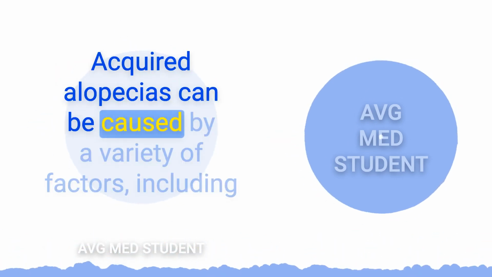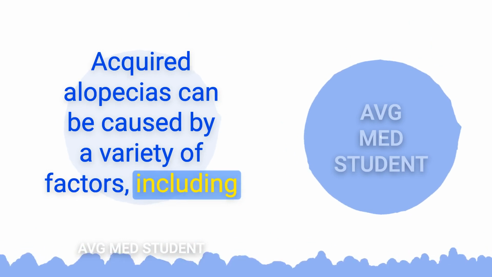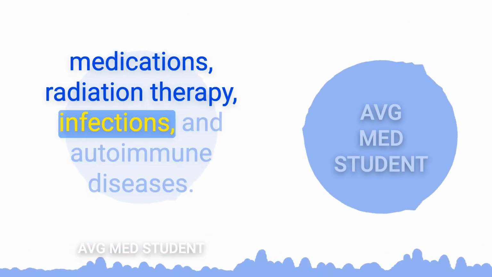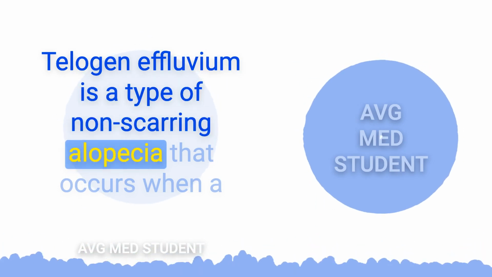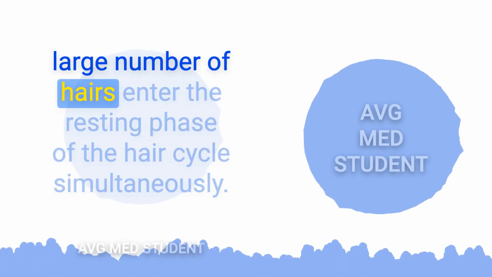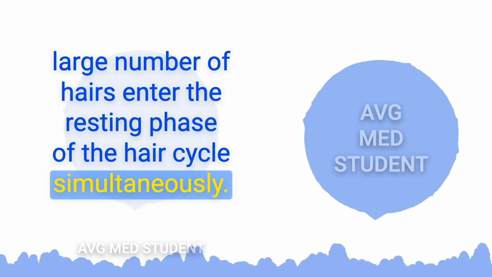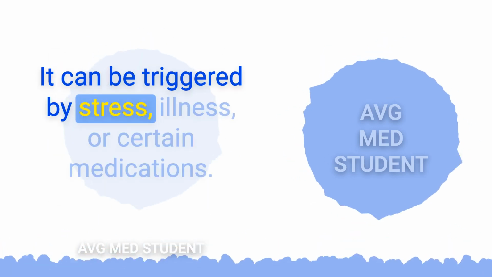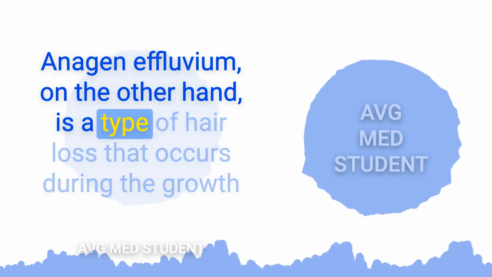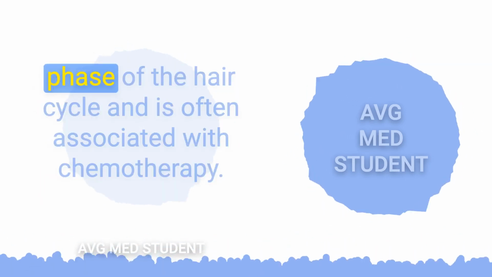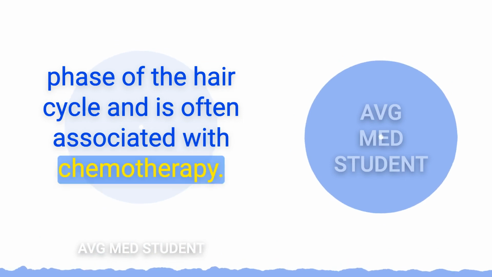Acquired alopecias can be caused by a variety of factors, including medications, radiation therapy, infections, and autoimmune diseases. Telogen effluvium is a type of non-scarring alopecia that occurs when a large number of hairs enter the resting phase of the hair cycle simultaneously. It can be triggered by stress, illness, or certain medications. Anagen effluvium, on the other hand, is a type of hair loss that occurs during the growth phase of the hair cycle and is often associated with chemotherapy.